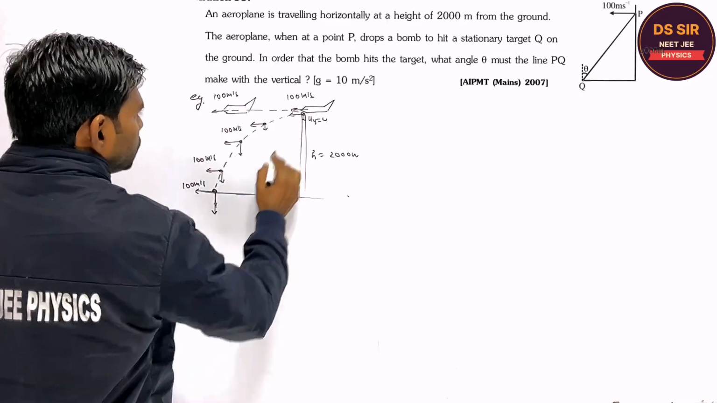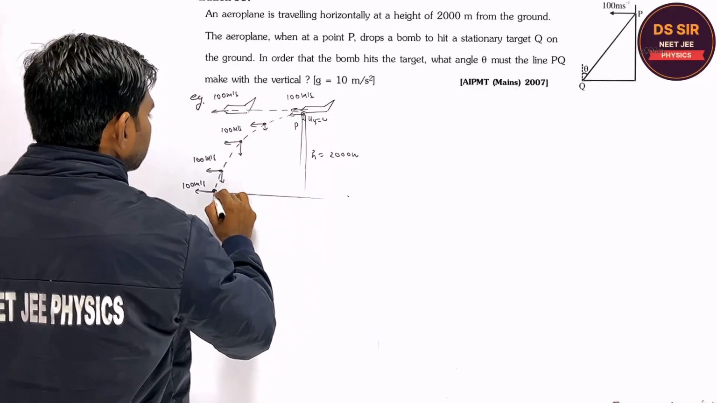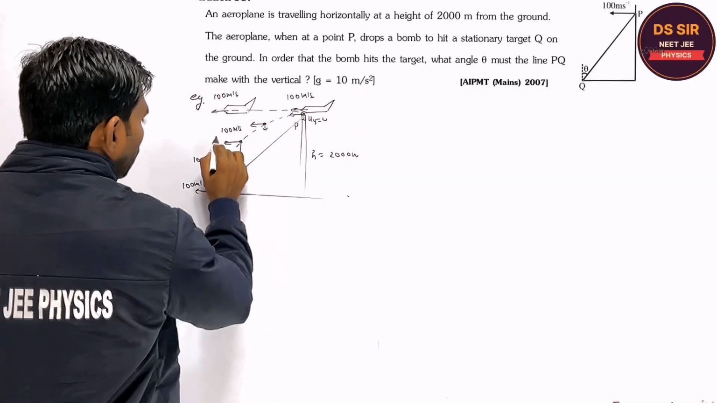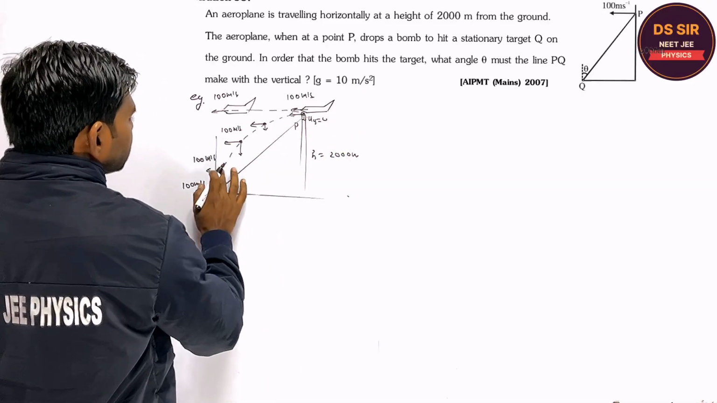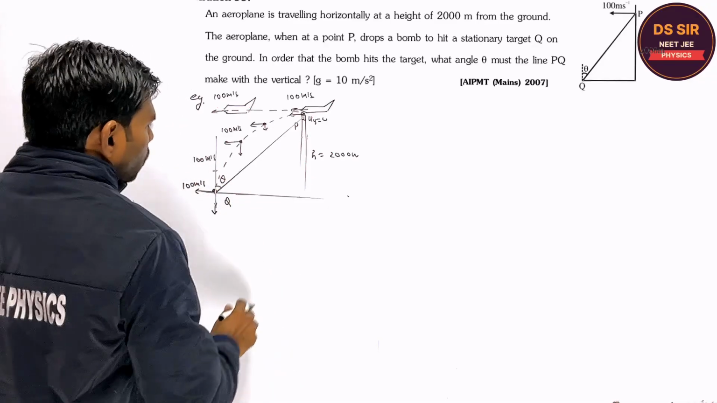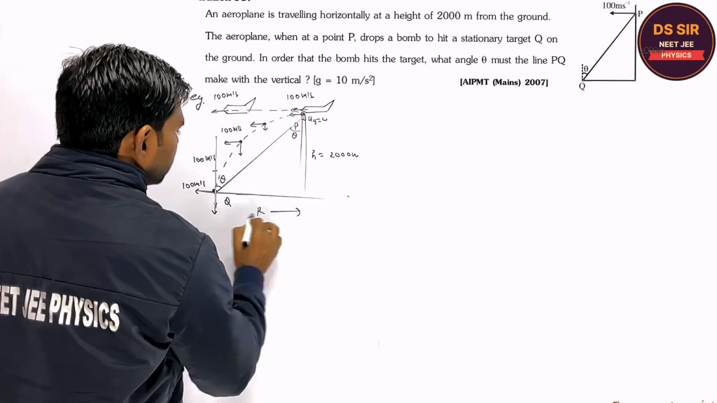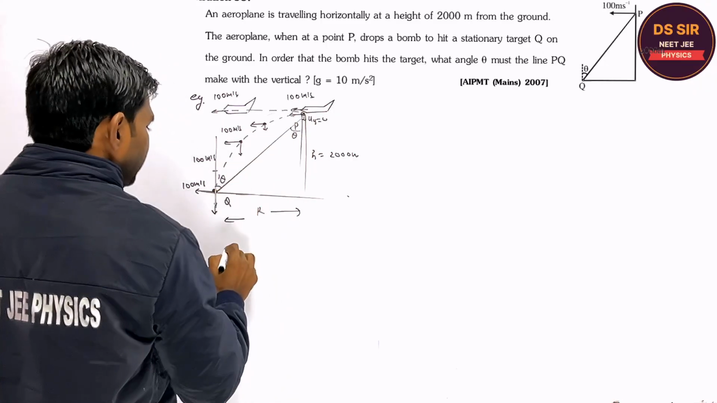Is it fine? So if this is the point P and this is the point Q, they are asking what is the angle made by this line with the vertical. That is the thing. So to find this angle, this is the theta. Can you find the range?